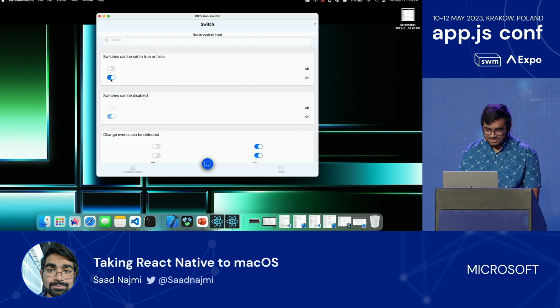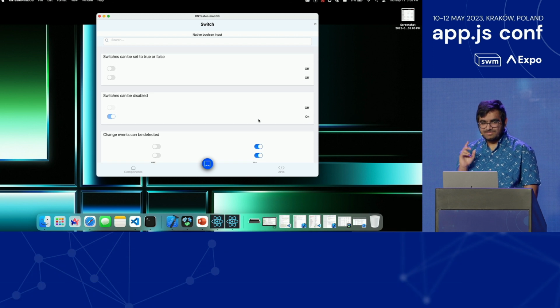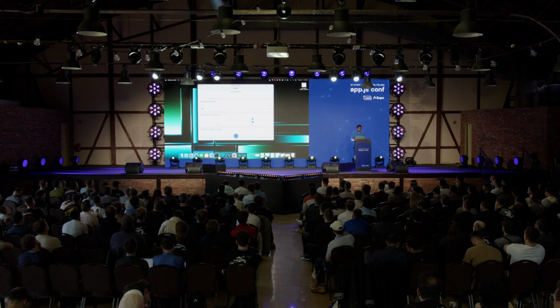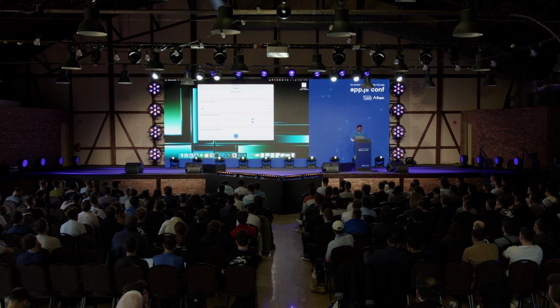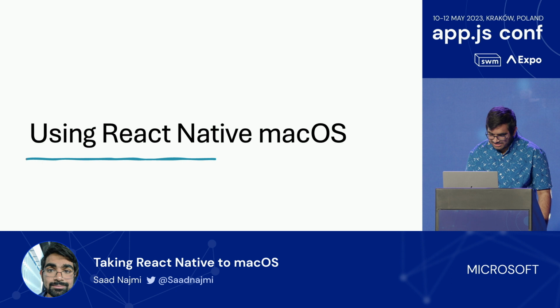I'd like to show off one more thing. We do have some native components that you can see, like Switch. Fun fact about Switch. Before macOS 10.15, Mac didn't actually have a native Switch component. So in React Native macOS, we just put a checkbox in here. So yay, progress. All right, back to the talk.